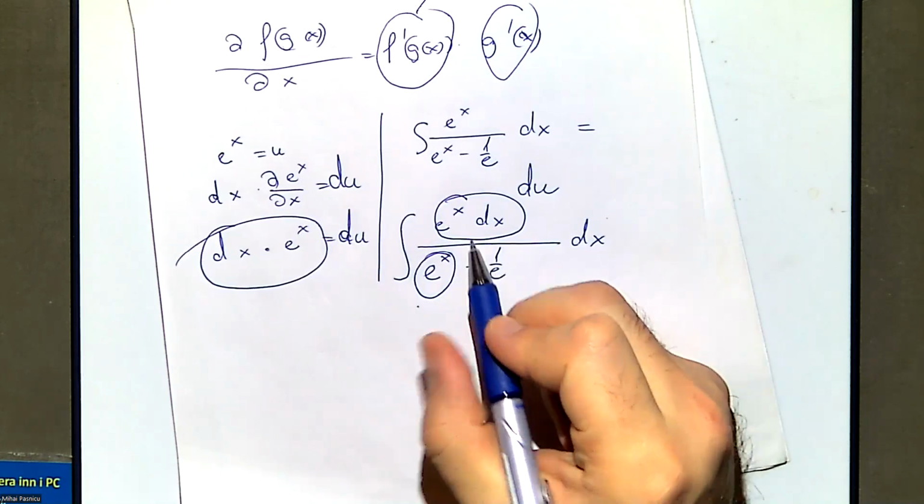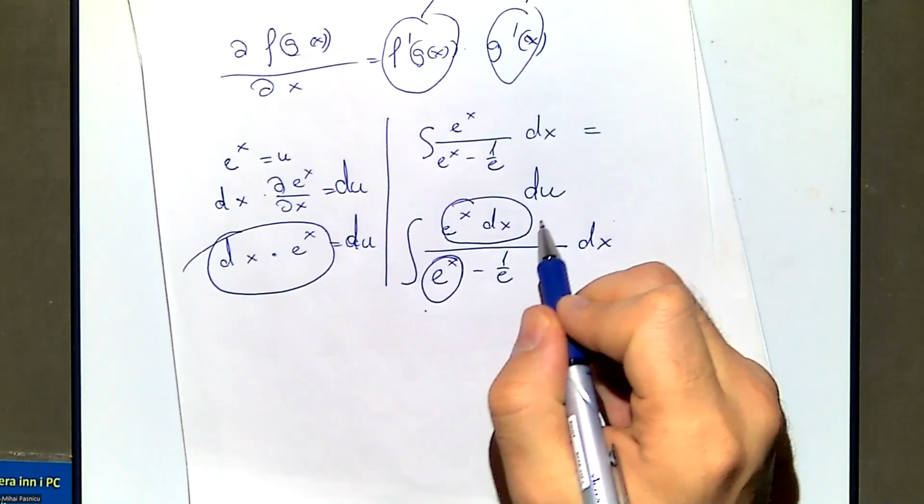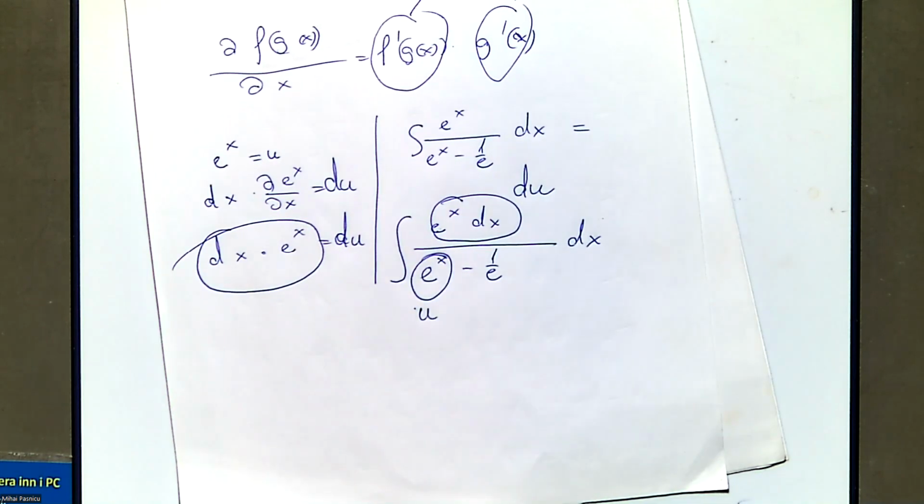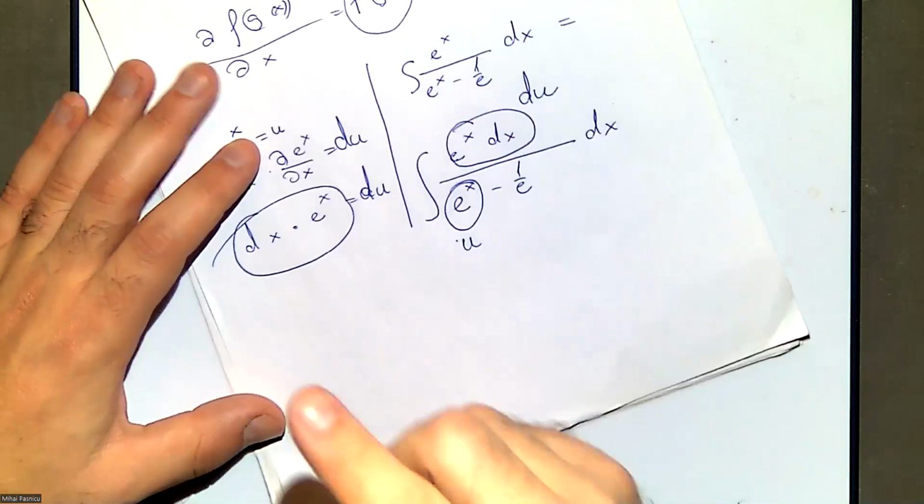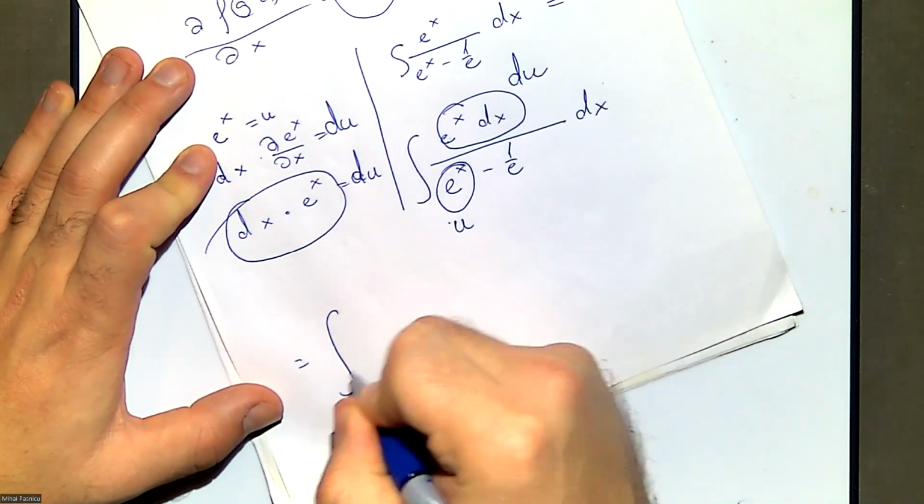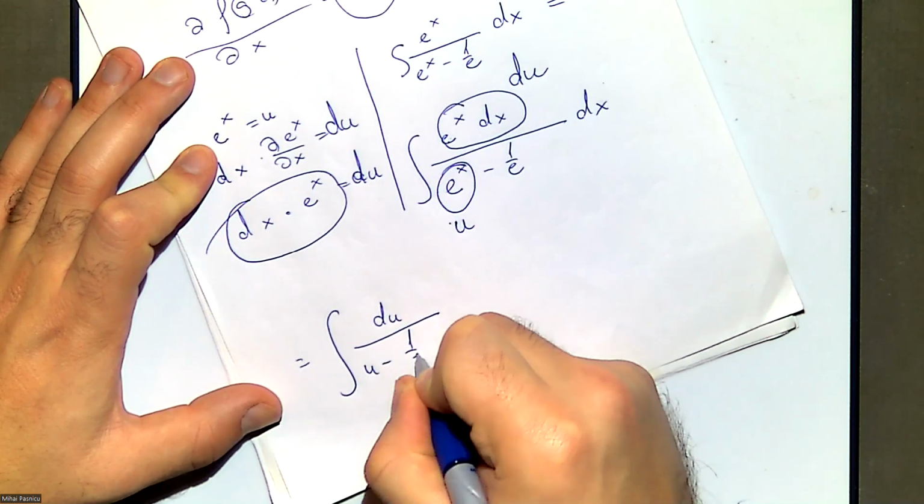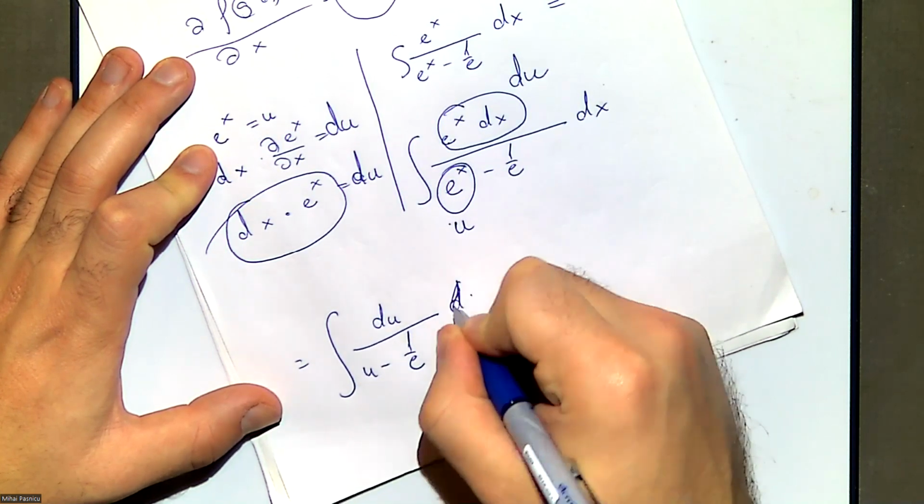I just wanted to highlight the fact that e^x times dx is equal to du, and e^x is equal to u. So in the end, you're stuck with the integral of du over u minus 1 over e. No dx, because I already wrote it.